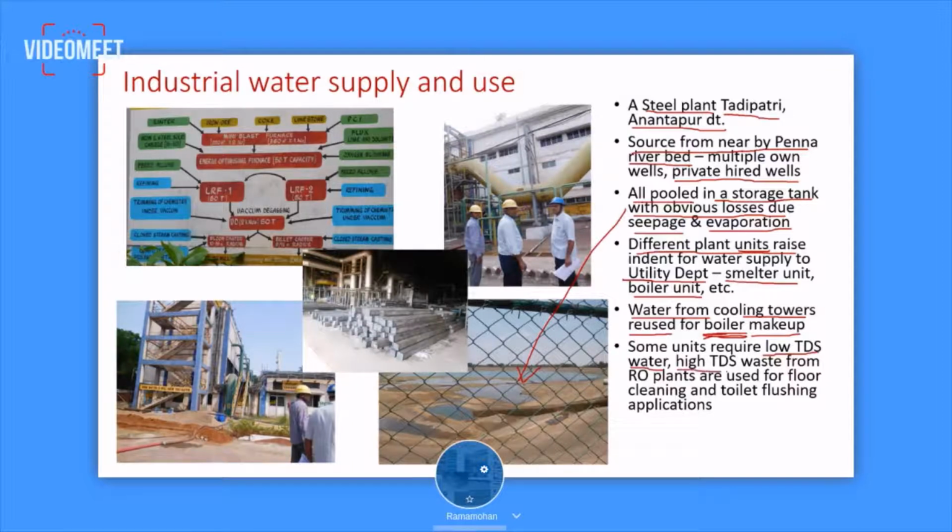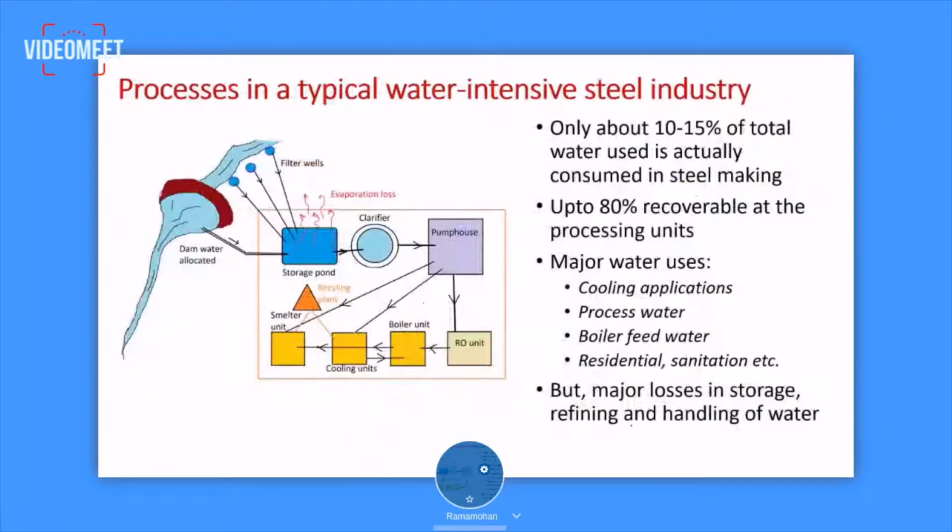At the same time, from the RO plant, if there is anything called a reject waste, RO reject, which will have very high TDS values, that water also can be further treated and used for some purpose like toilet flushing or any sanitary applications. This is an overall picture of the steel plant, and then we made a study of this steel plant and its water uses, and here are the major findings.